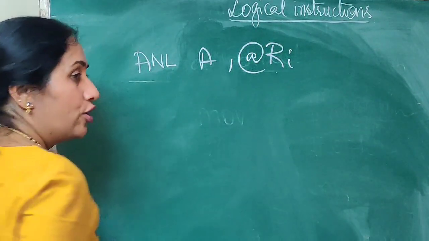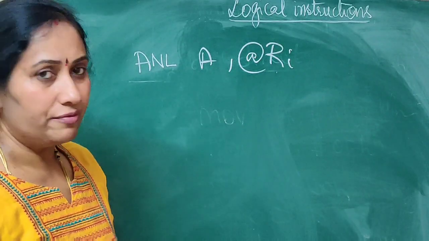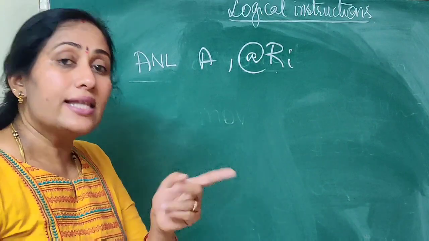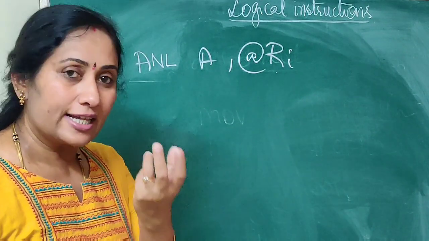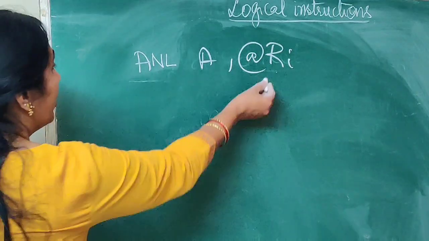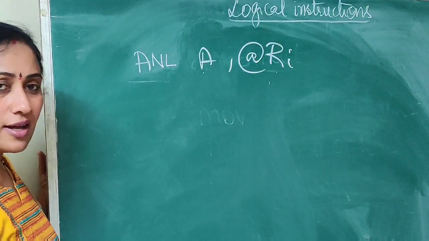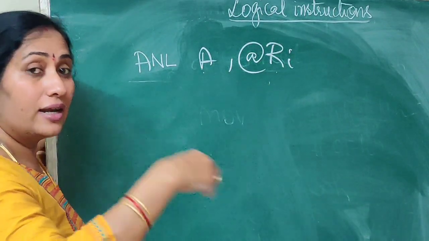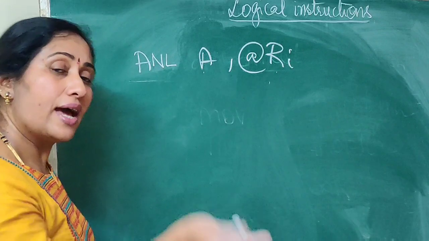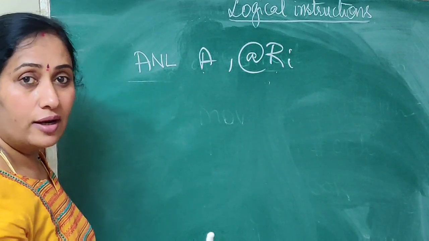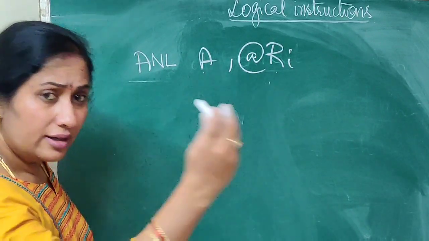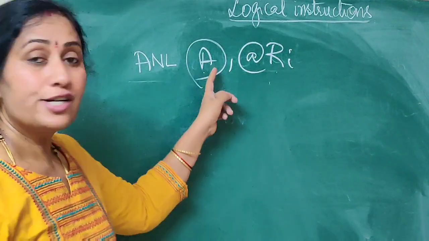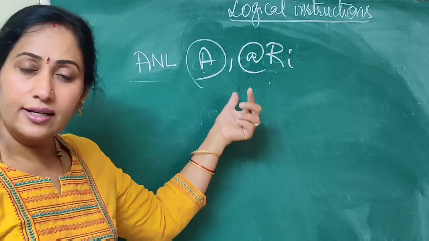Okay, so the content of R0 or R1, whichever I have used, is nothing but the address of the memory location, and the content of that particular memory location is nothing but the source data, and that particular data will get added with the contents of the accumulator. Indirectly I am specifying that in R0 or R1 we are having an address, and in that particular address there is data. Take that particular data, combine it with the contents of the accumulator and place the result in the accumulator.